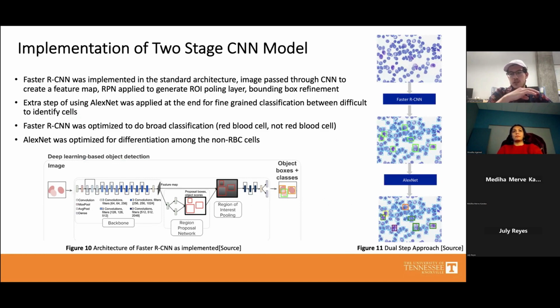And then they implemented a second CNN using AlexNet to further classify. So, a fine-grained image analysis: we know these are all not red blood cells, but we don't actually know what they are. We're going to use AlexNet to determine exactly what they are. So this dual-stage system is what they used for the image analysis.